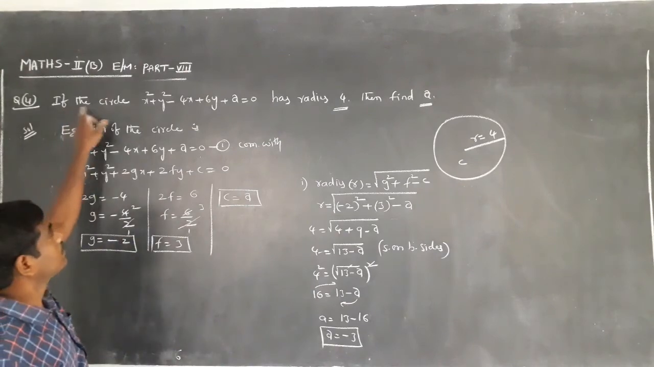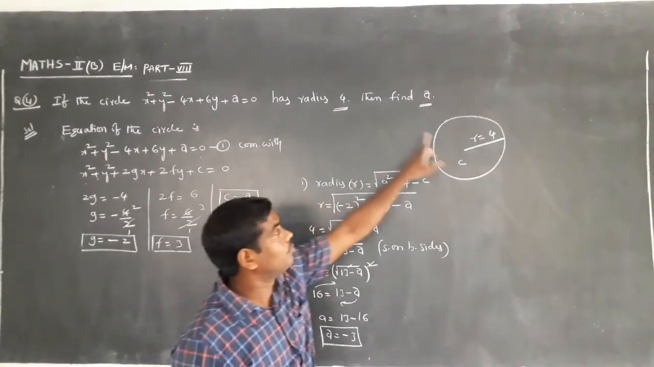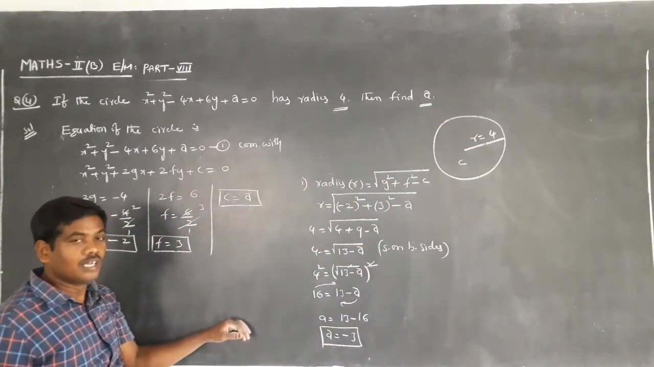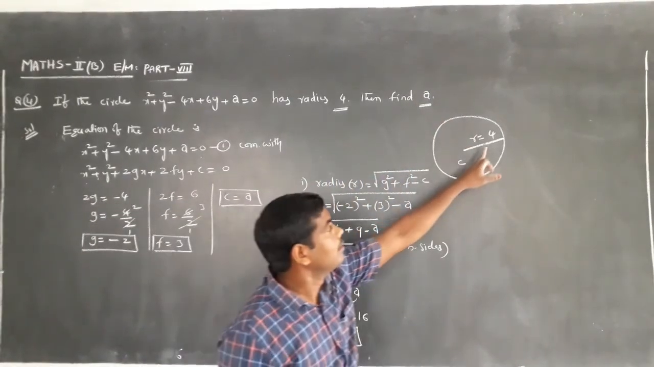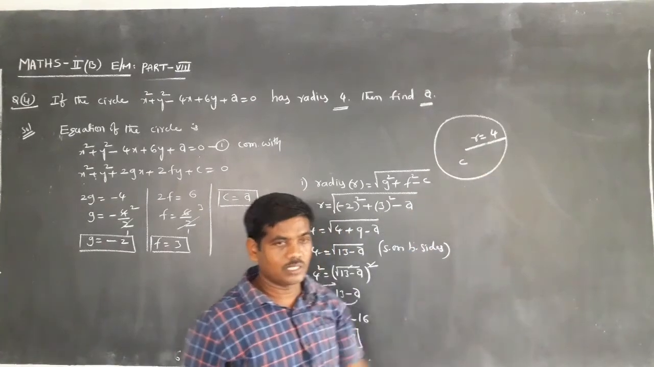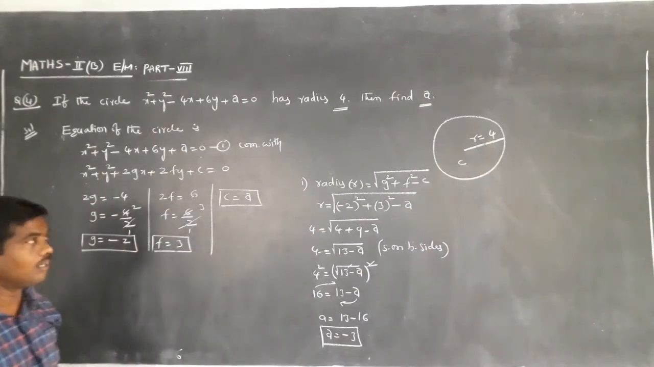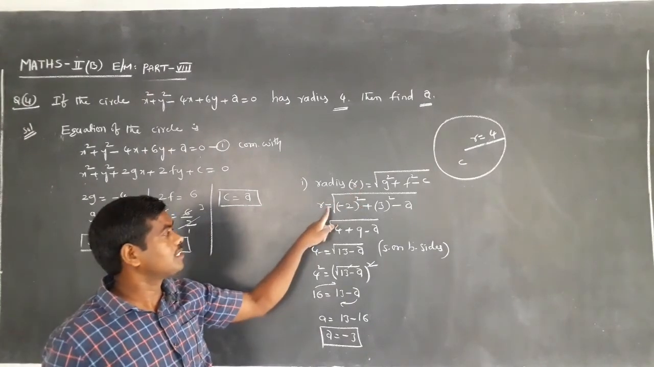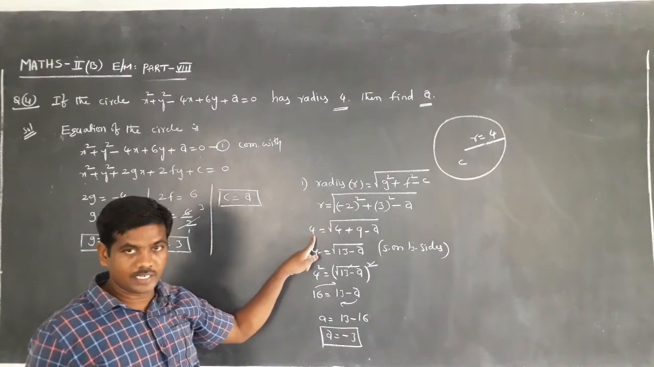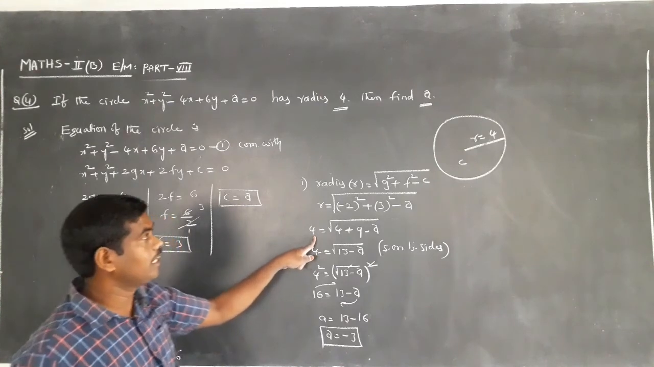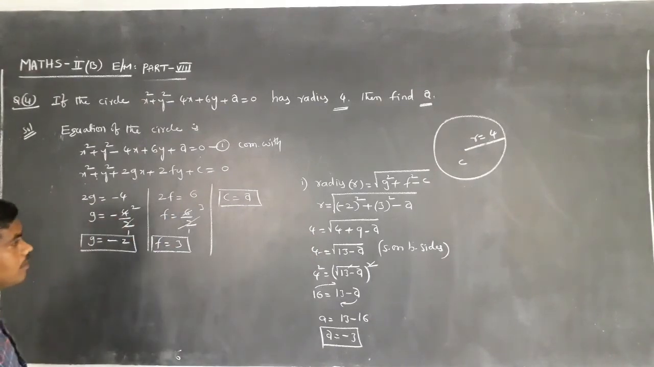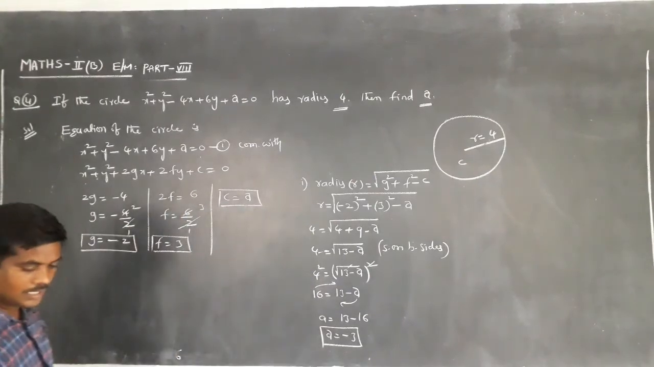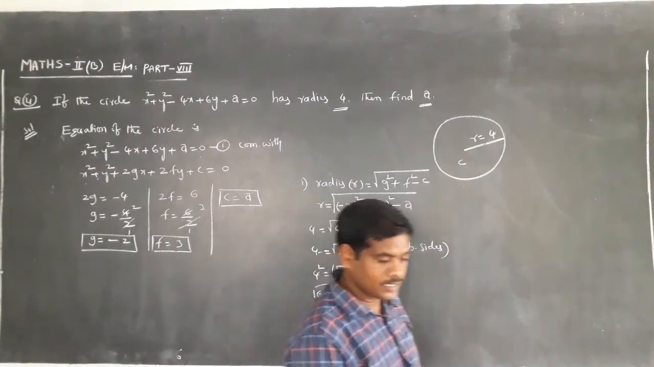Here, if the circle has radius 4, we find small a. Given the radius of the circle, we find the radius of the circle and equate. This is the process of finding the center and radius of the circle.